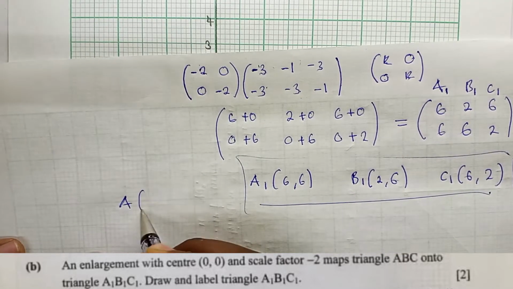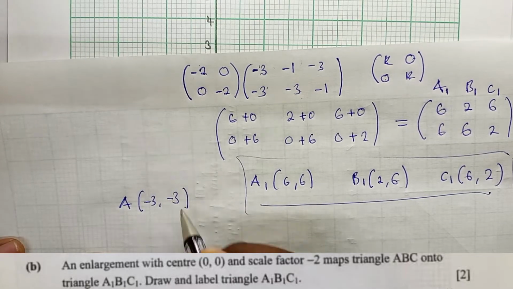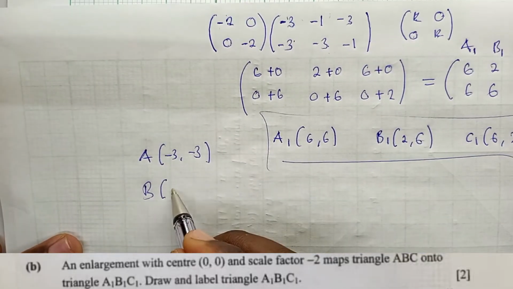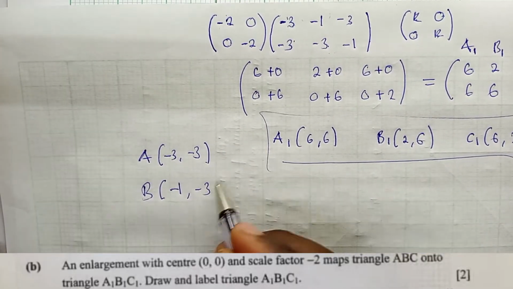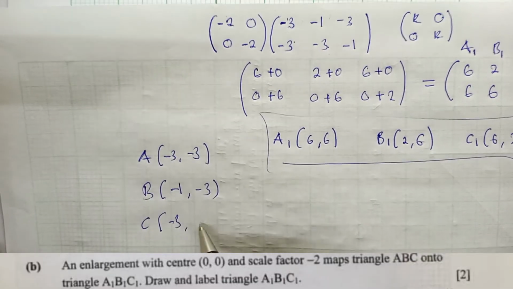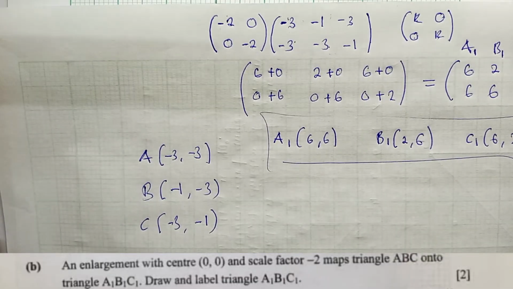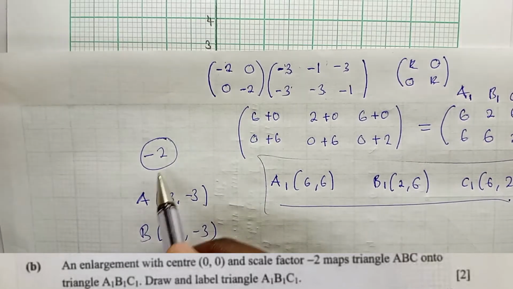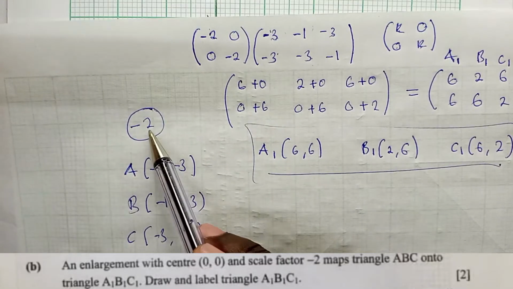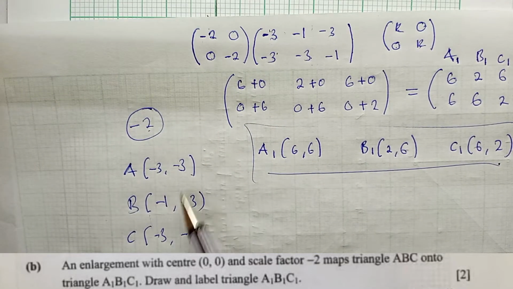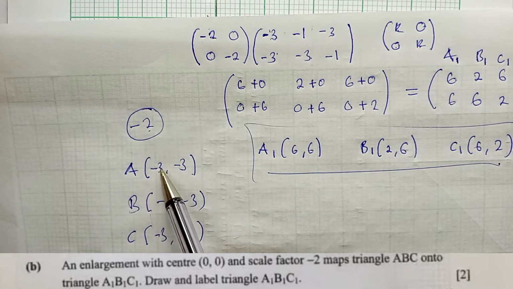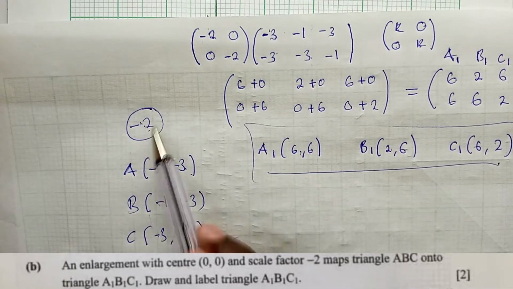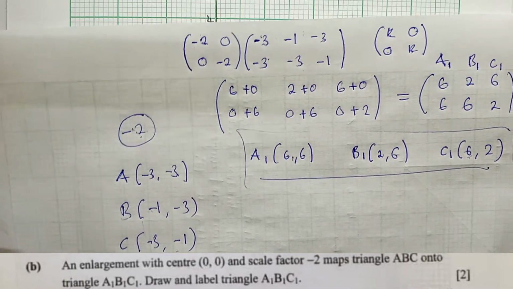Since we have A as -3, -3, these are the original coordinates of the triangle that we have. For B, we have -1, -3. For C, we have -3, -1. So the scale factor is -2. So what you do is just multiply all the numbers that you are able to see by -2. When you multiply here, you get a 6, and so on for the others. So this is the other method that you can use.